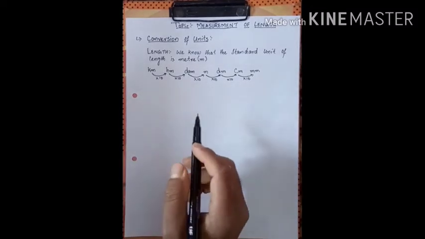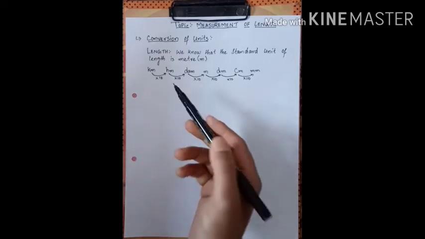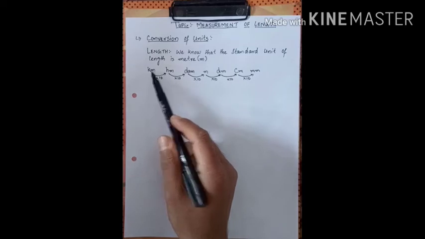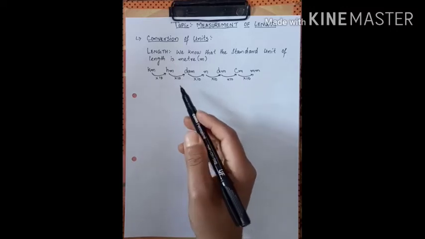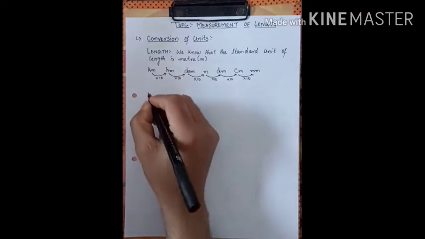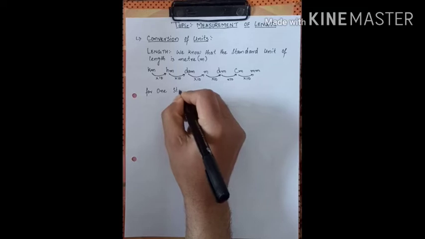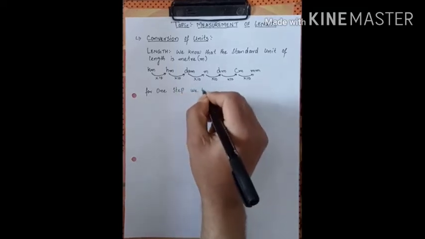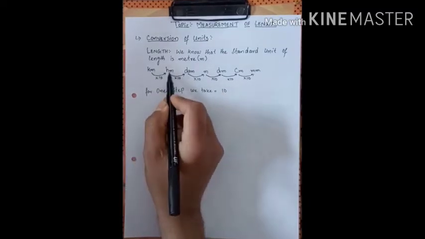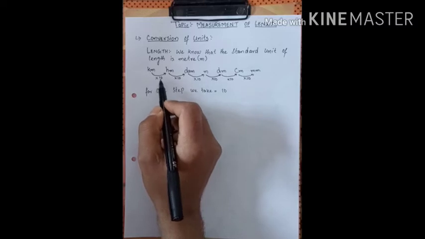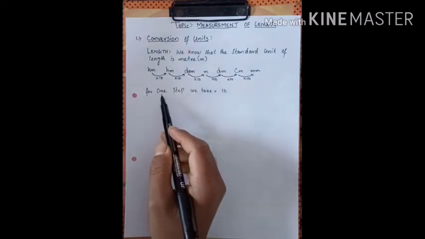Similarly, for centimeter to millimeter, we multiply 10. Now, when we move one step, we take 10. And when we move two steps, that is, from kilometer to decameter, we have to multiply 10 into 10, which is equal to 100. I write here, for one step we take 10. When we move from kilometer to hectometer, we multiply 10, or from decameter to meter, we multiply 10. But it is the case for one step.